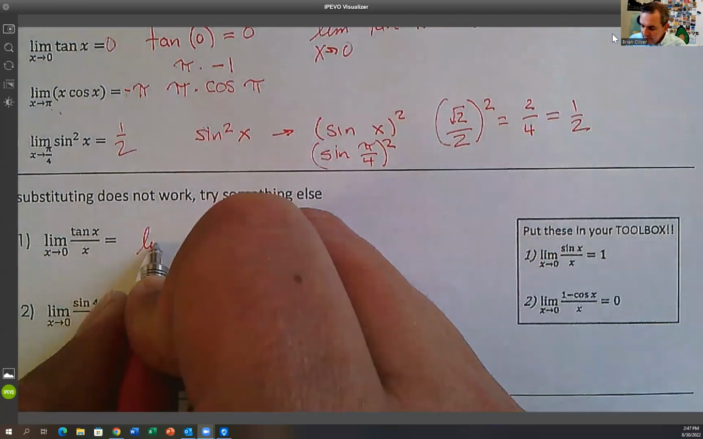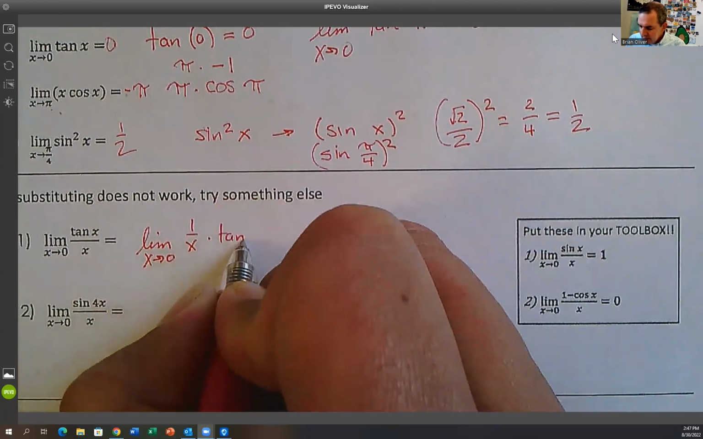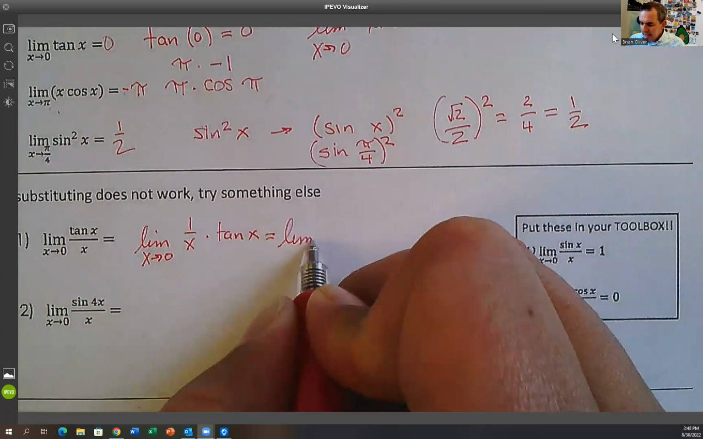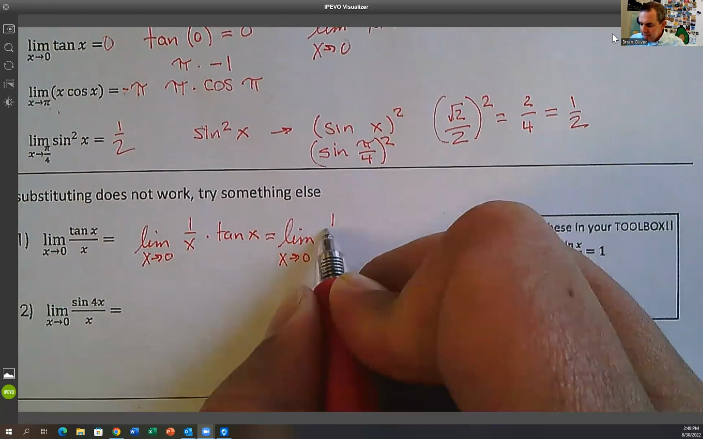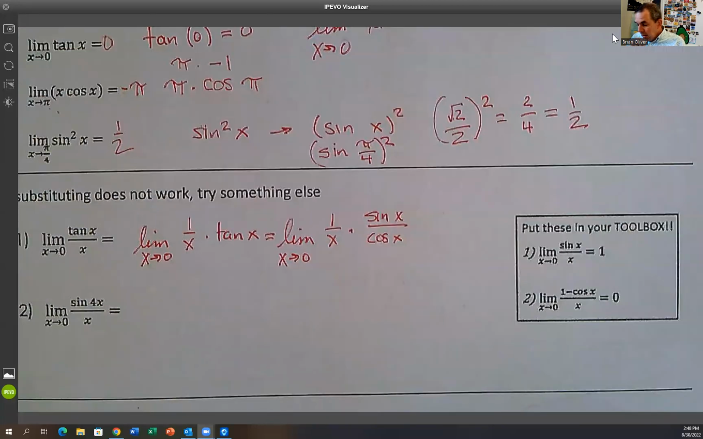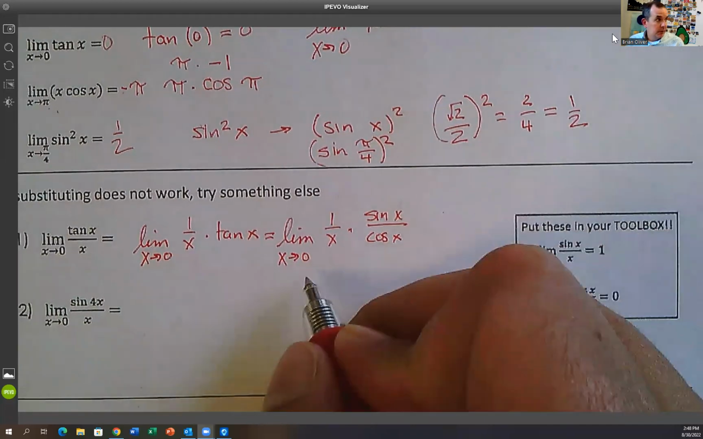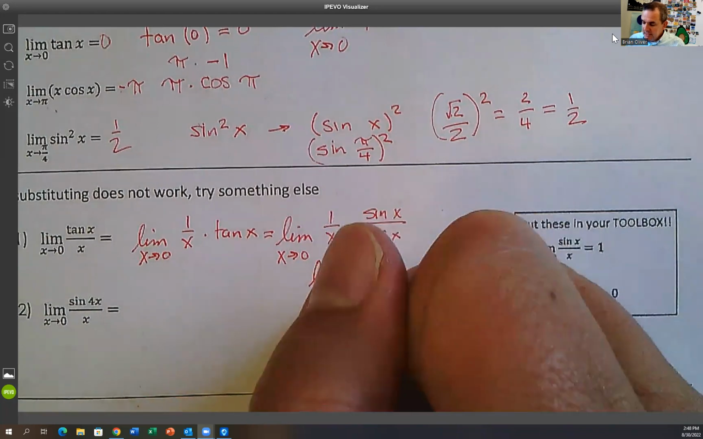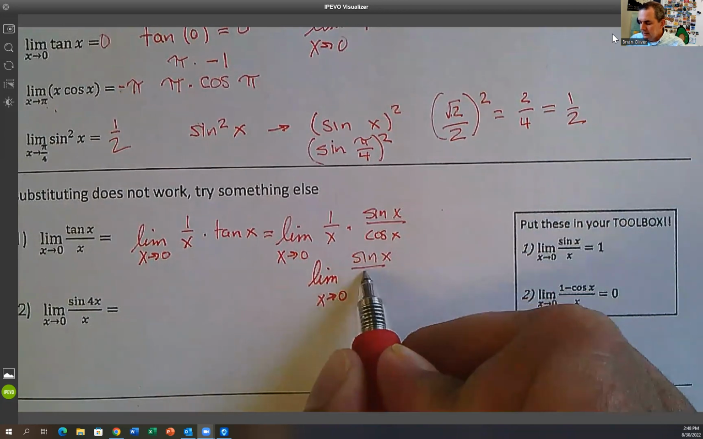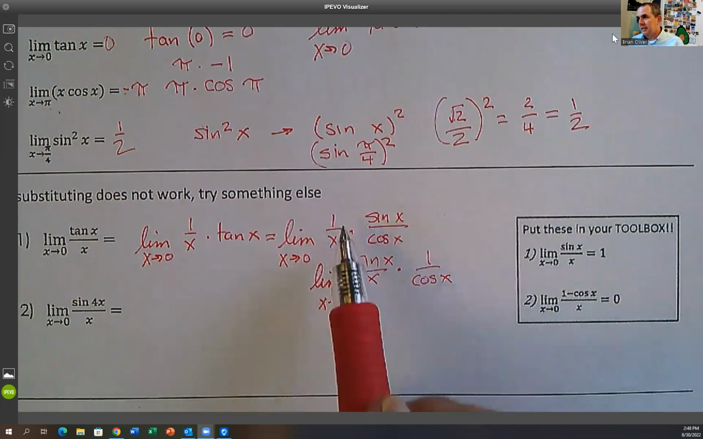What I want you to understand is that this problem right here is actually the same as this. Just split it into its chunks. I can keep rewriting. Tangent is the same as sine x over cosine x. Now I can rewrite this as the limit as x approaches 0 of sine x over x times 1 over cosine x. Basically, I just flip-flopped the 1 and the sine.